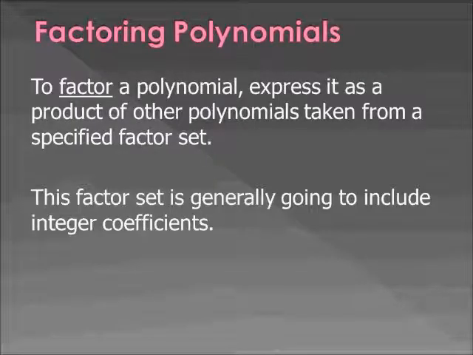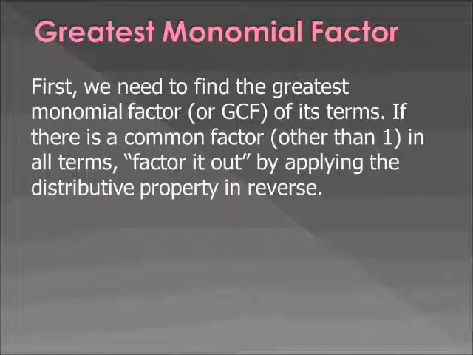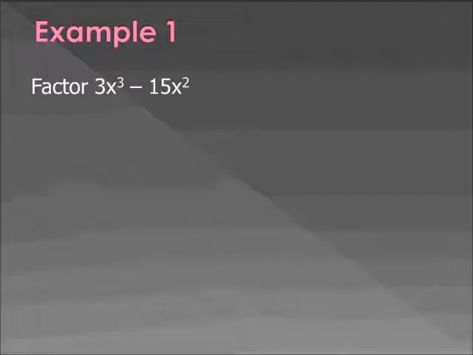To factor a polynomial, you have to express it as a product of other polynomials taken from a specified factor set. This factor set is generally going to include integer coefficients. Now that's a bunch of words and mumbo jumbo. Let's see how it looks. First, we need to see the greatest common monomial factor, or GCF, of its terms. If there's a common factor other than 1 in all terms, factor it out by applying the distributive property in reverse. And this will be illustrated in number 1.